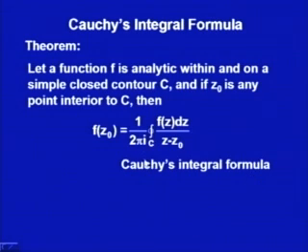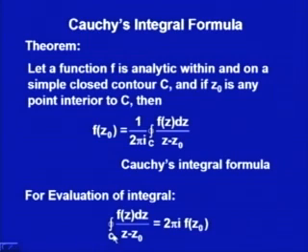Now, this is helpful in the evaluation of integrals, as well as in proving many results. So, for proving the theoretical results, we do use this formula, the Cauchy integral formula. For evaluation of an integral, we could rewrite this as the integral along the closed contour C of f z upon z minus z naught dz is 2 pi i times f of z naught.